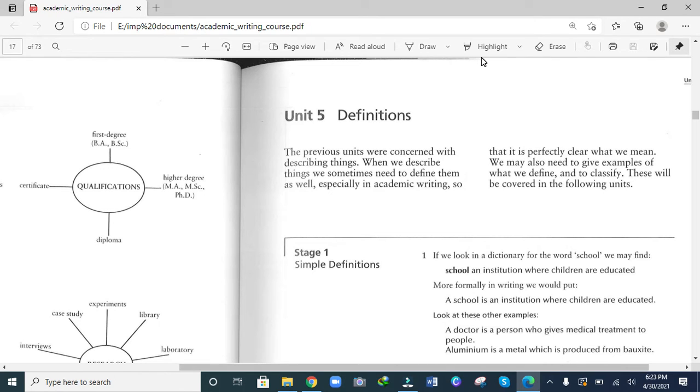So today we are going to start a new unit, that is definitions. The previous units were concerned with describing things. When we describe things, we sometimes need to define them as well, especially in academic writing, so that it is perfectly clear what we mean. We may also need to give examples of what we define and to classify. These will be covered in the following units.